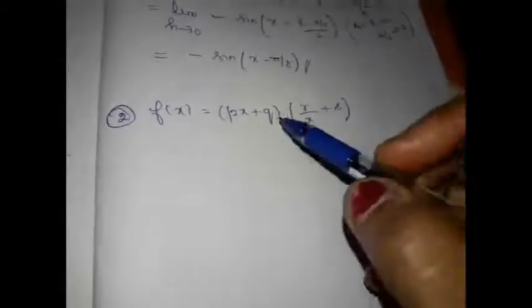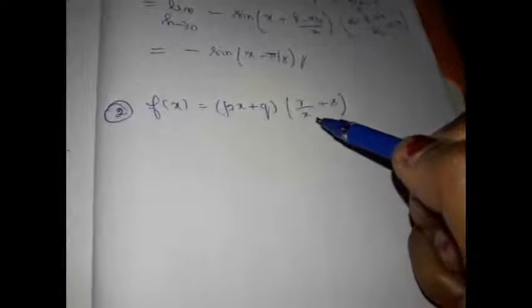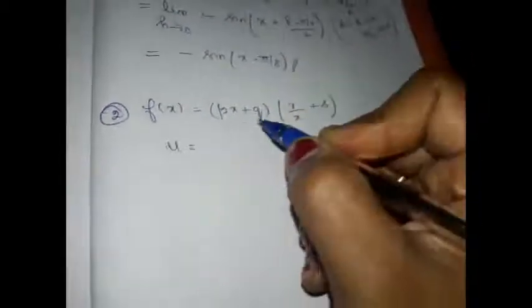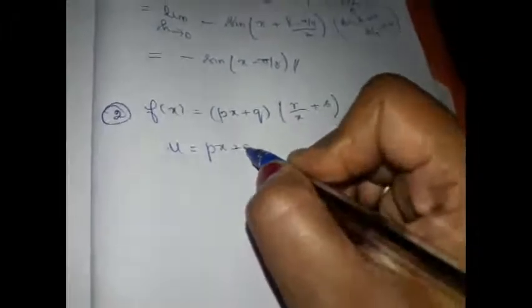Now, let us see how to solve this problem. In the question they have given you p, q, r, s are fixed non-zero constants. So, if this is f of x, again from the question it is very clear we have to go with the Leibniz product rule, which is the UV rule, right? So, we are going to choose u as px plus q and v as r by x plus s, right?